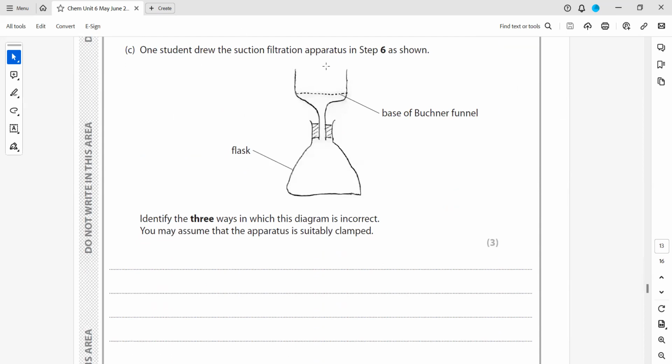One student drew a suction filtration apparatus in step 6. Identify 3 ways in which this diagram is incorrect. So this is a Buchner funnel. First thing, what is missing here? The vacuum pump is missing, because for suction filtration there must be a vacuum pump attached to reduce the pressure inside, so that it happens quickly.